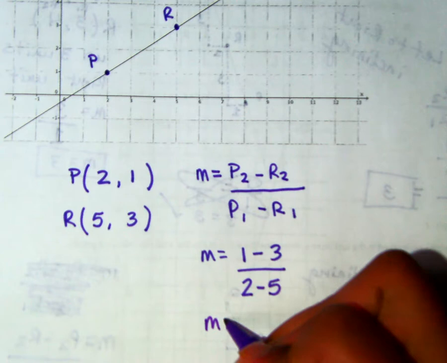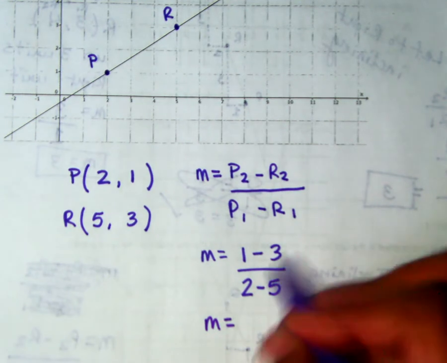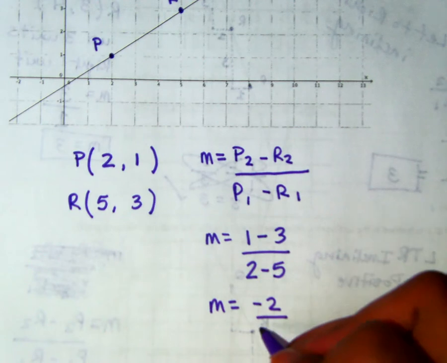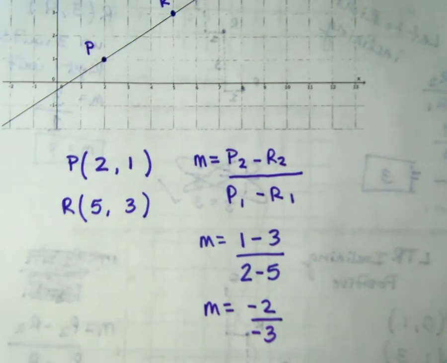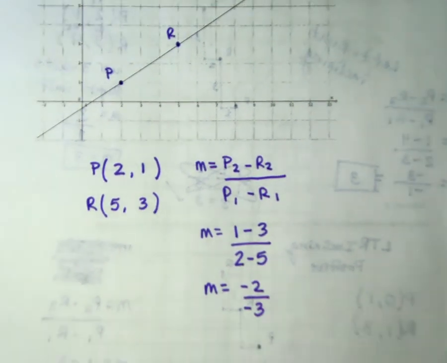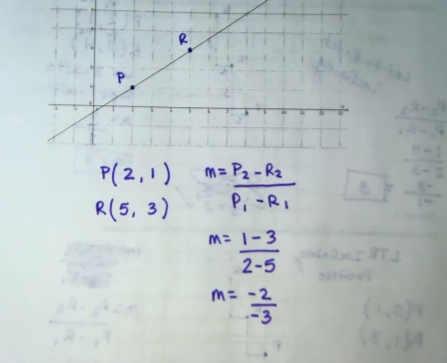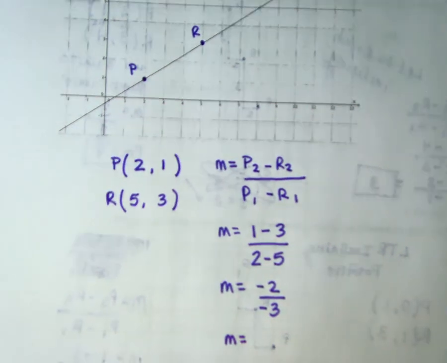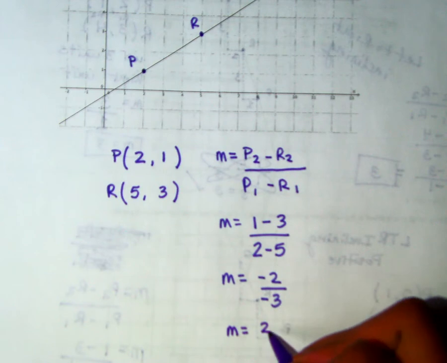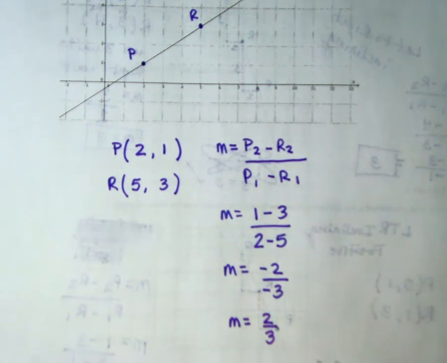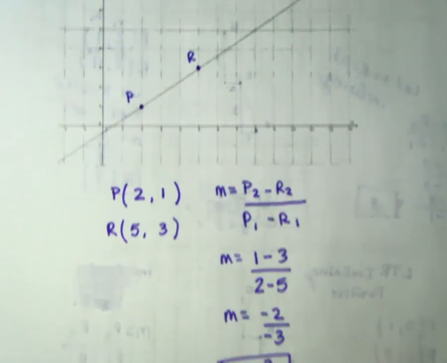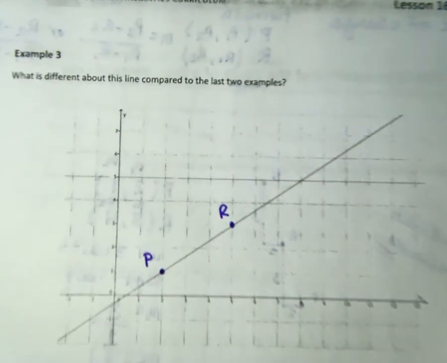Step 3, let's go ahead and compute. So 1 minus 3, I'm going to be left with negative 2. 2 minus 5, I'm going to be left with negative 3. When I see two negatives being divided, I'm going to end up with a positive answer. All right, so I know that slope is going to be positive 2 over 3. Box out our answer. Let's go up to the top to see if our graph agrees with us.